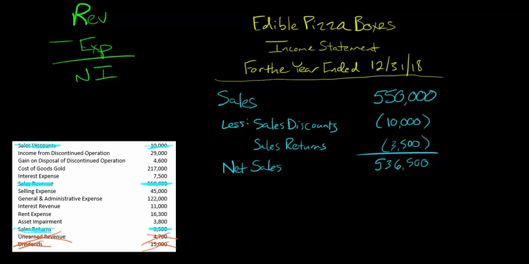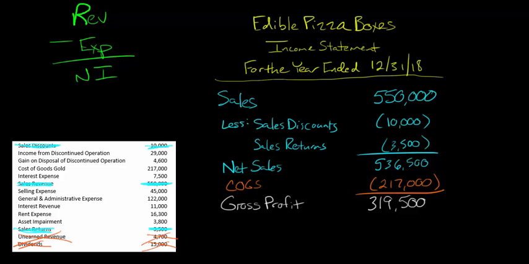We're going to subtract cost of goods sold next. So here's our cost of goods sold. It's $217,000. I'm just going to abbreviate it COGS, and I'm going to put it in parentheses so that you know that it's being subtracted. Now, if we subtract 217,000 from 536,500, that's going to give us $319,500. And we have a special name for this. This is just a subtotal. It's called our gross profit.